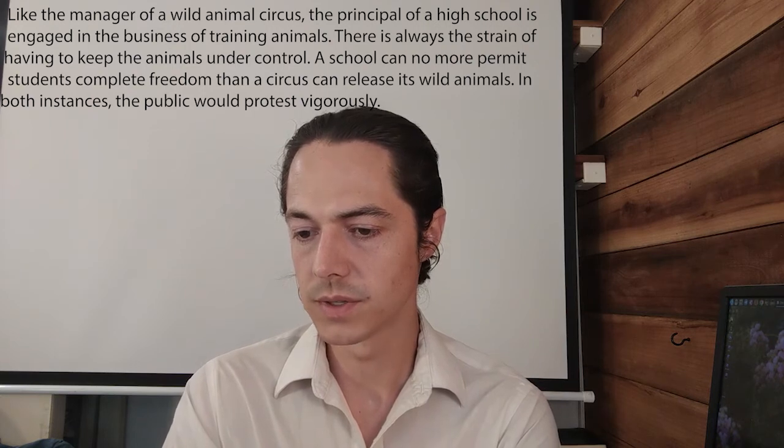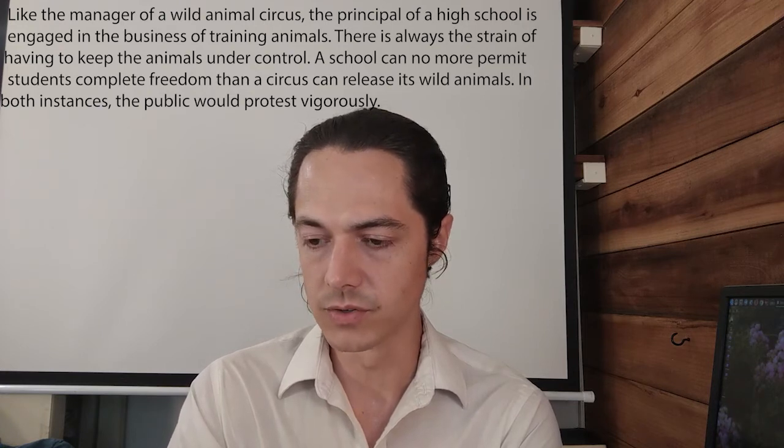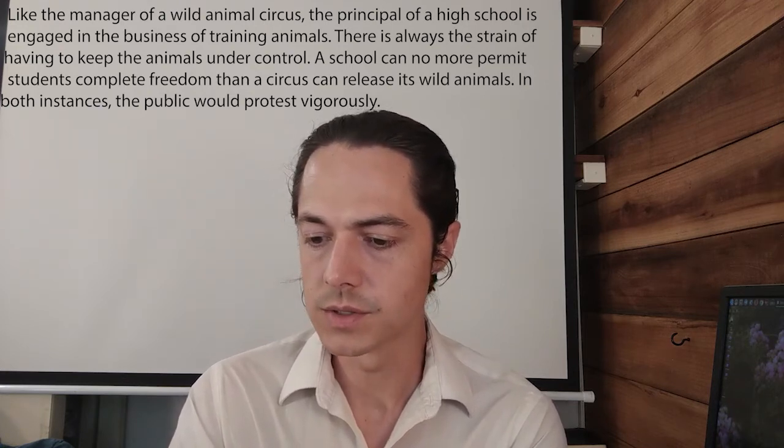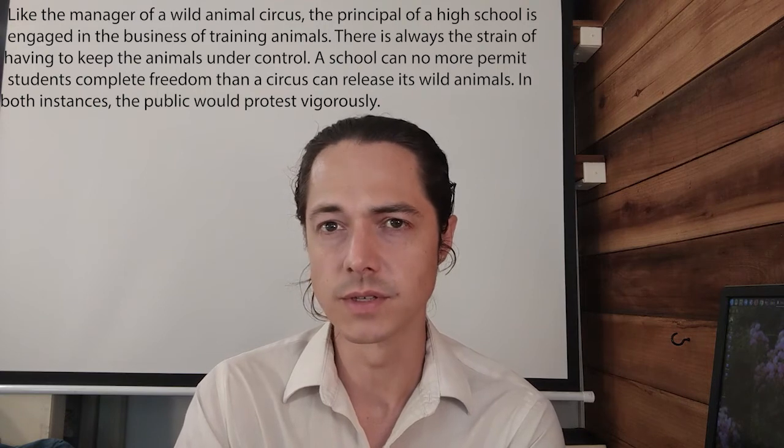False analogy. So an analogy is basically a comparison between two things. This is like that. So logically used, an analogy would be a comparison that makes a point. A false analogy is a weak or far-fetched comparison. The items being compared are just too dissimilar for that comparison to be effective. Like the manager of a wild animals circus, the principal of a high school is engaged in the business of training animals. There is always the strain of having to keep the animals under control. A school can no more permit students complete freedom than a circus can release its wild animals. In both instances, the public would protest vigorously. Not a good comparison.